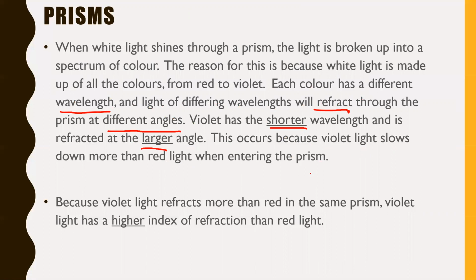Now, these forms of light are all going to have the same speed as long as they're in the same medium. But again, different colors of light have different wavelengths, and that still plays in Snell's law, because remember, wavelength is denoted by the symbol lambda. Now, because violet light refracts more than red in the same prism, violet light has a higher index of refraction than red light does. Moving on.